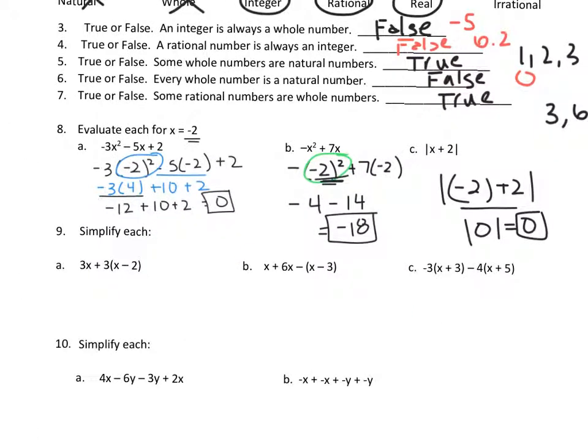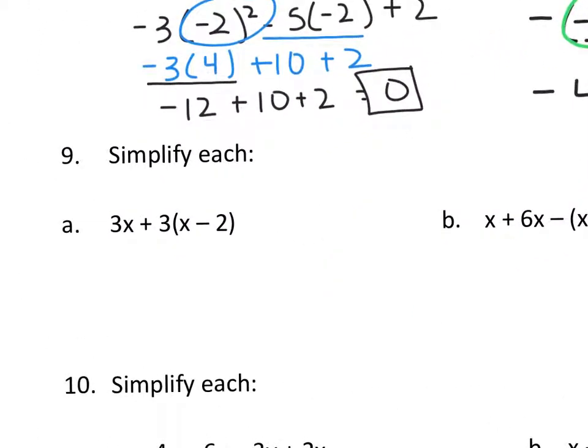Okay, simplify. So simplifying, we want to do the distributive property. So 3x, and I'm going to distribute the 3 through. So it's going to be plus 3x minus 6. So 3x plus 3x is 6x, and then minus 6. You cannot go any further with this because these two are not like terms.